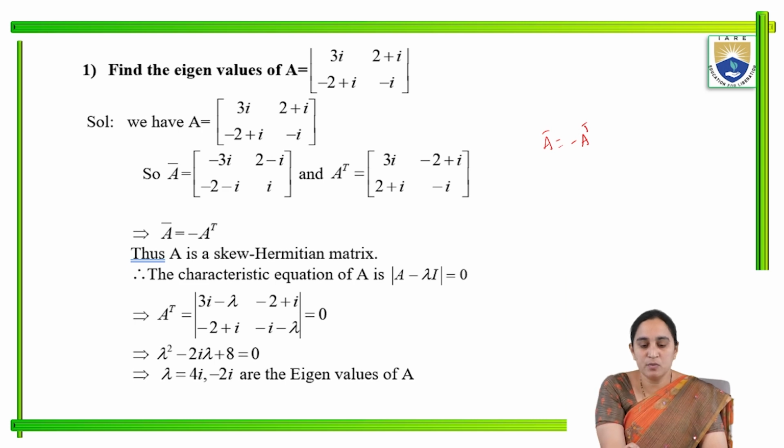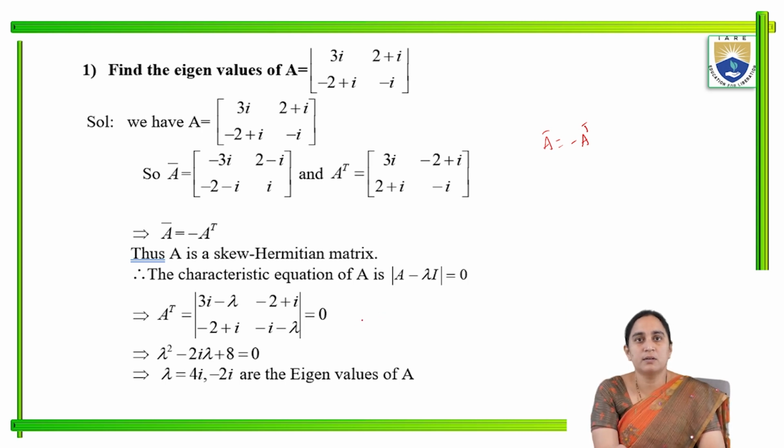Observe, for the matrix A, this is A transpose and this is A bar. Therefore, the two are equal up to a minus sign: A bar is equal to minus A transpose. When the two match with the minus sign, the given matrix is a skew Hermitian matrix.